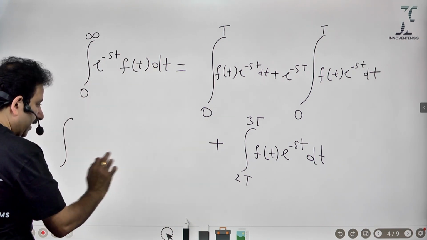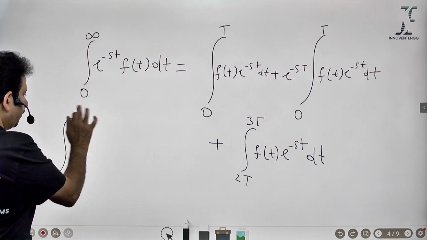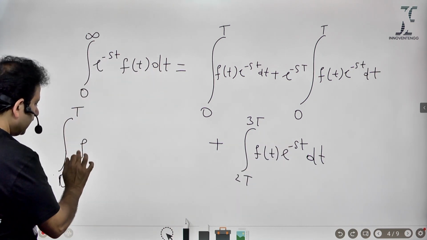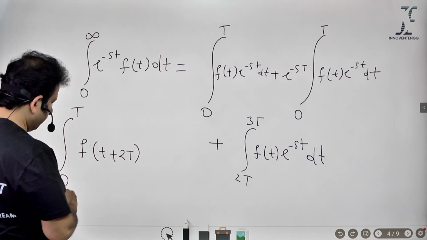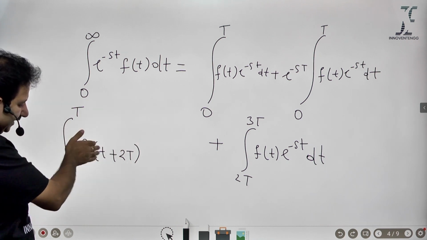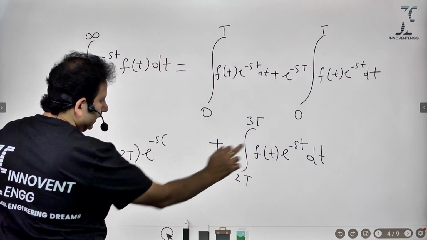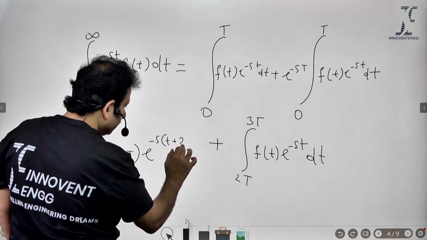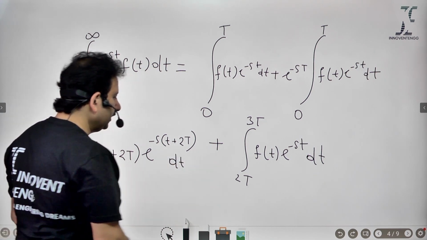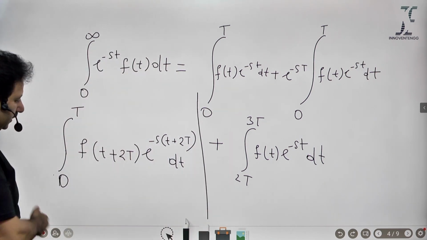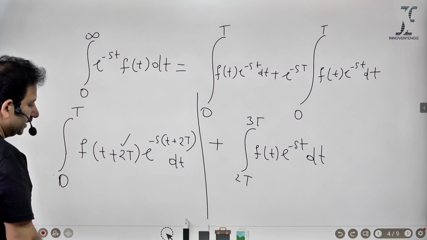So what would happen with that? If you shift it by 2 periods, it will become 0 to T, because you are shifting it by 2 periods. F of t plus 2T, because look at the limits, you are actually moving to the left, right? You are adding 2 periods. And what about e power minus st? This t is also going to be replaced by t plus 2T. But this is of course f of t, because it's a periodic function.